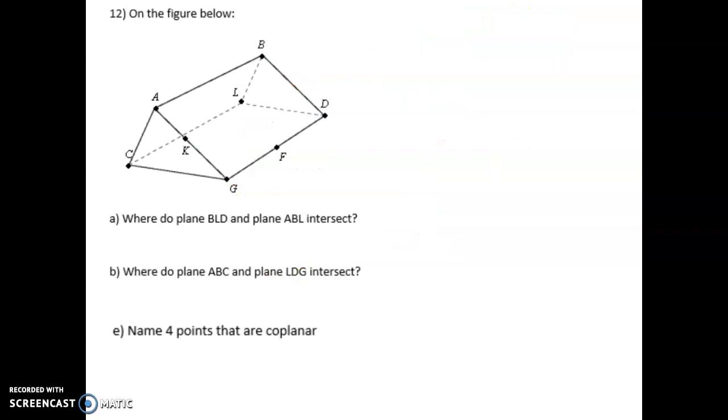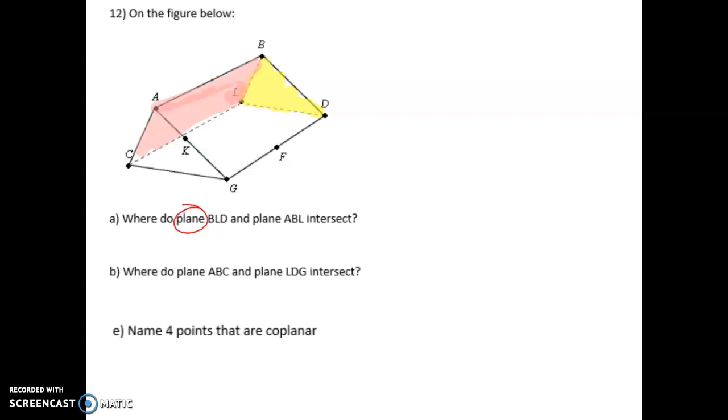Moving on to the next page. Actually, this is number 12, and we talked a little bit about this during class, during our first review. It says, where do plane BLD and plane ABL intersect? I'm going to start off by highlighting BLD in particular, and then ABL. ABL is right here, so I know I'm talking about this back plane. So it's where do those two intersect?